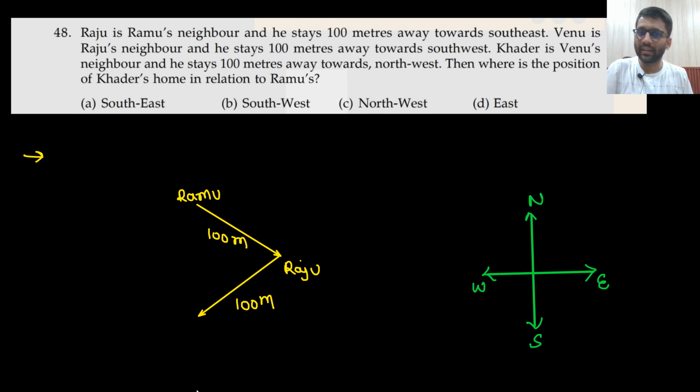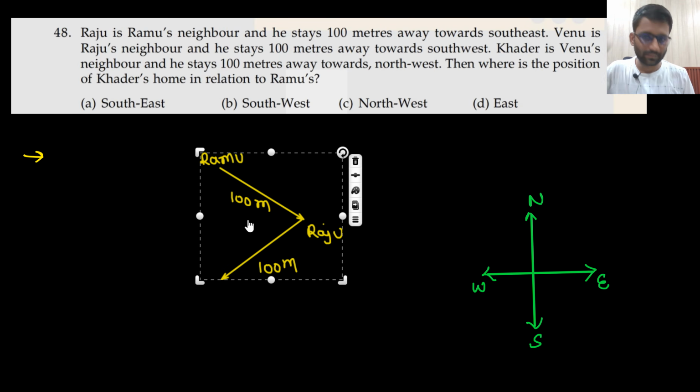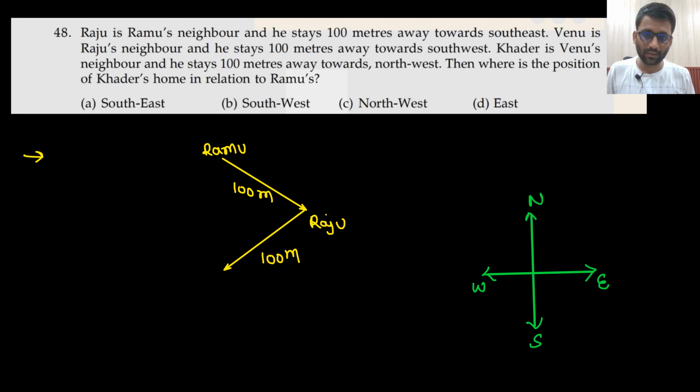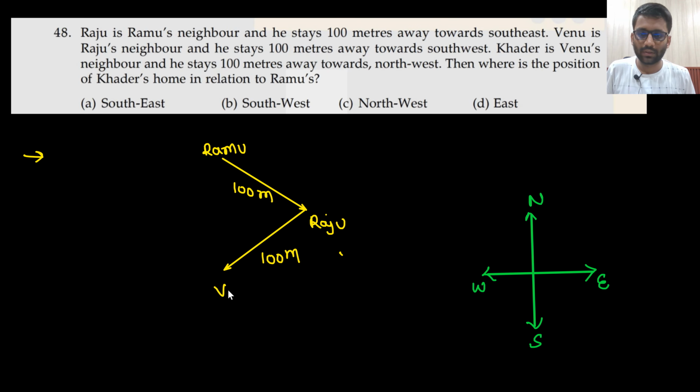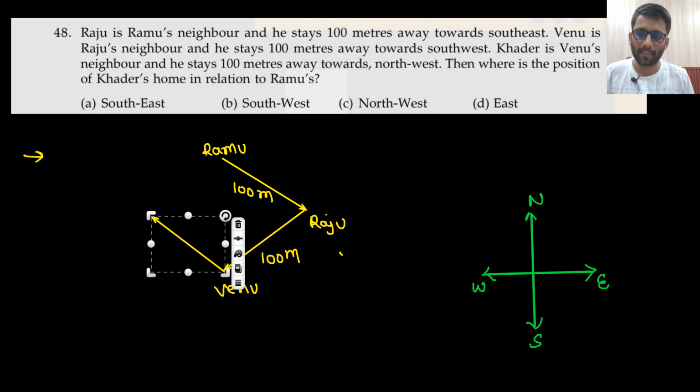Khader is Venu's neighbor and he stays 100 meters northwest. Raju, and this was Venu. And now Khader is Venu's neighbor and he stays 100 meters towards northwest. This is the direction of northwest.